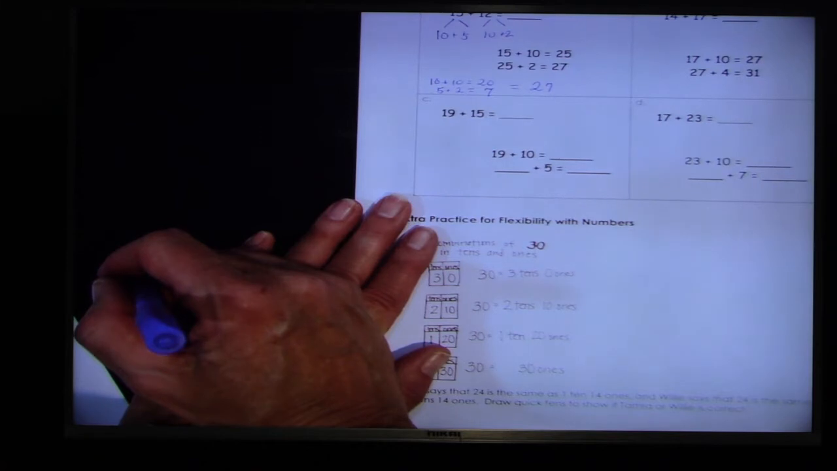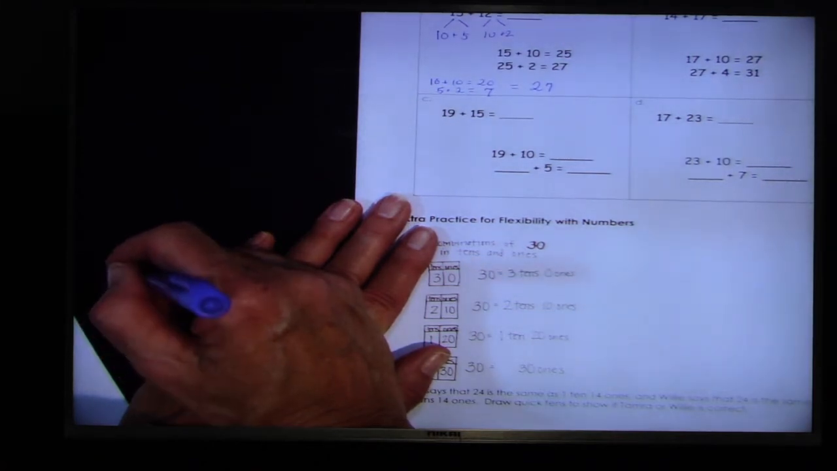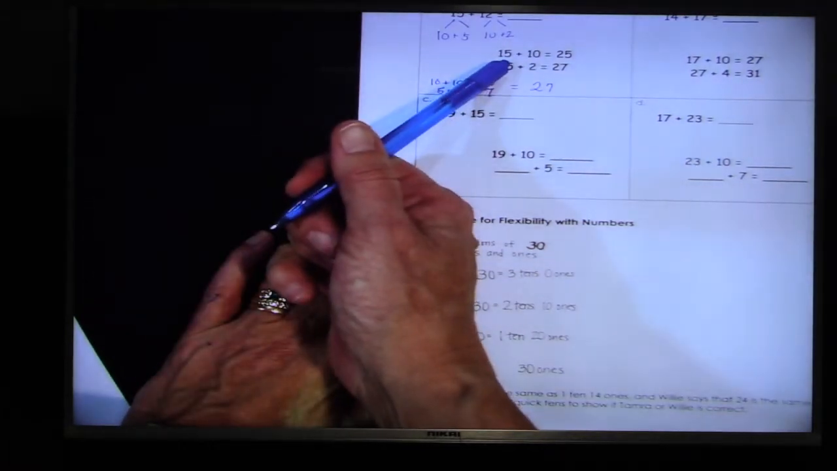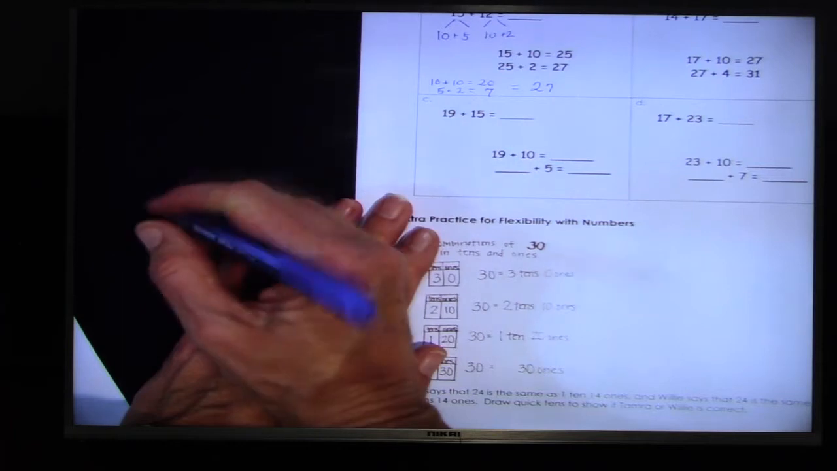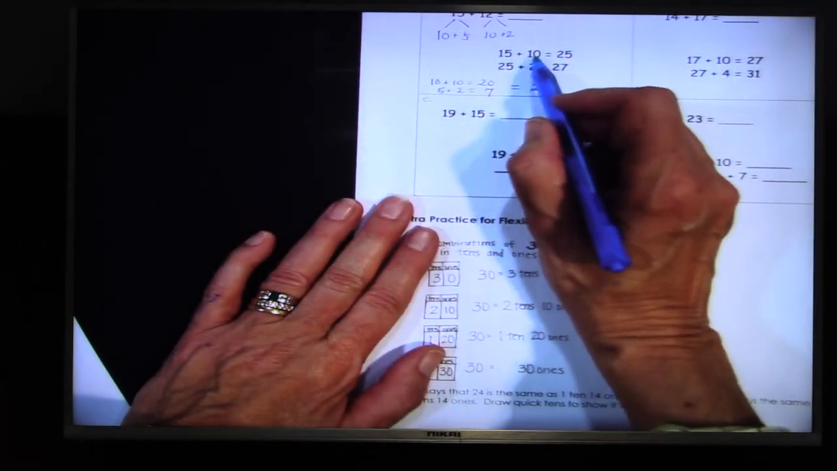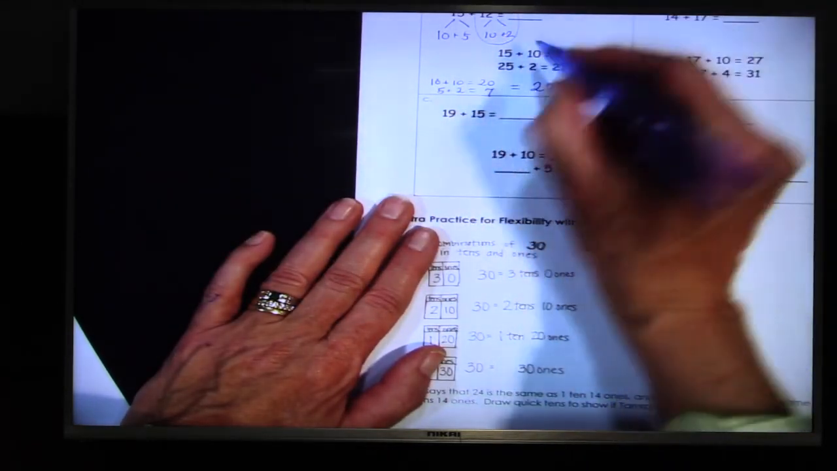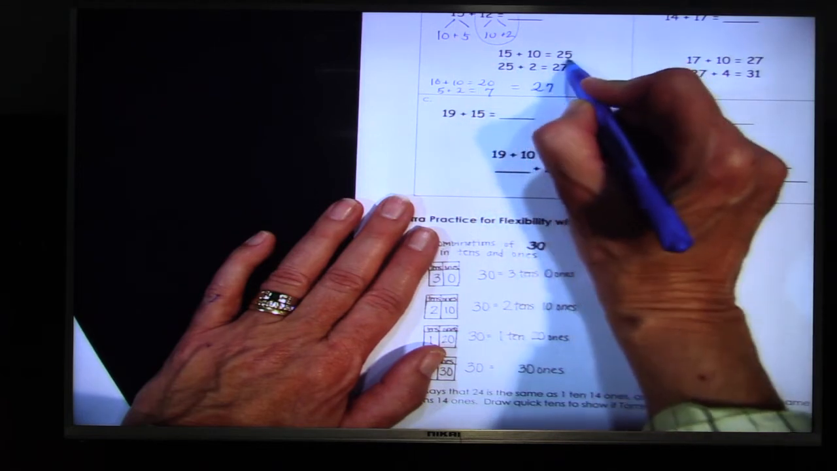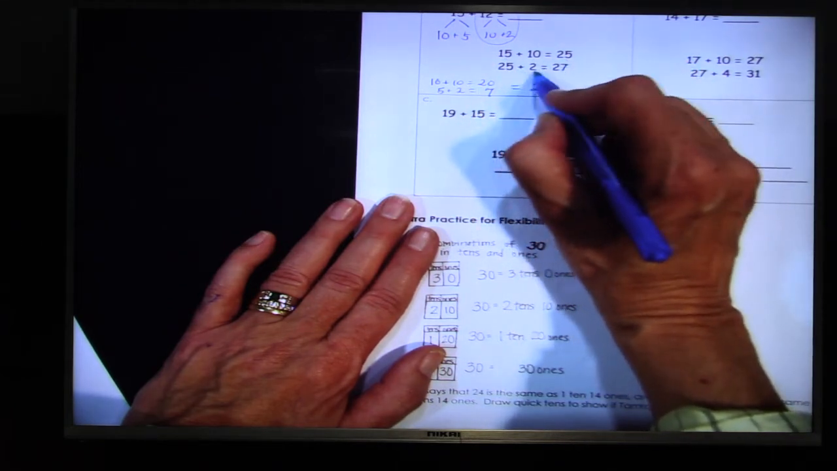What we will move on to is that you can hold one of those numbers as a whole. So I'm not going to break apart 15. I'm only going to break apart 12. But I can add 15, so now I'm using this. 15 plus 10 equals 25, and then add the 2 on.